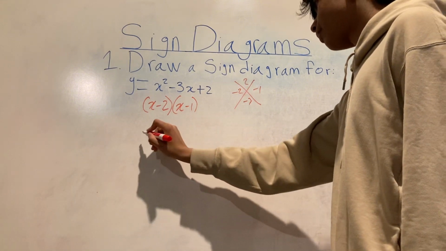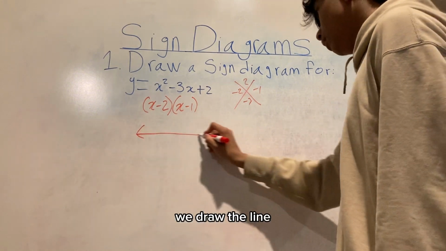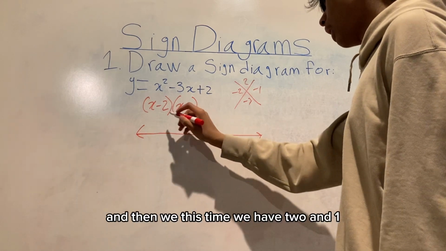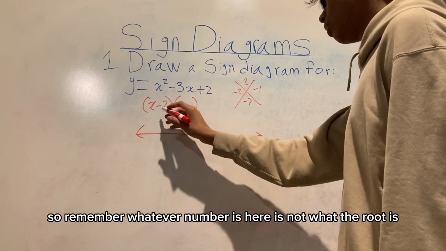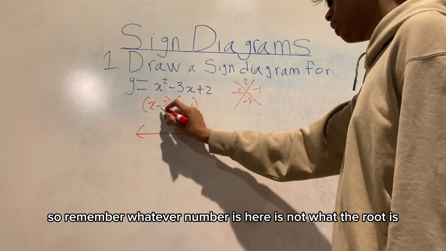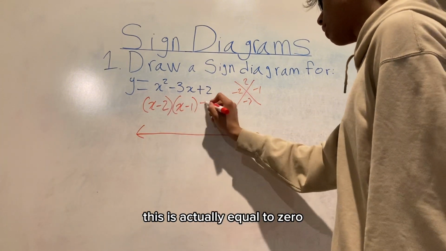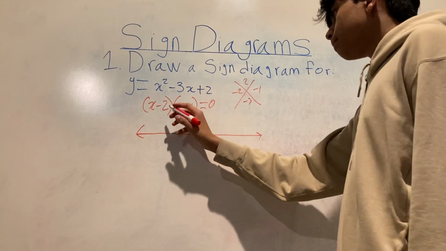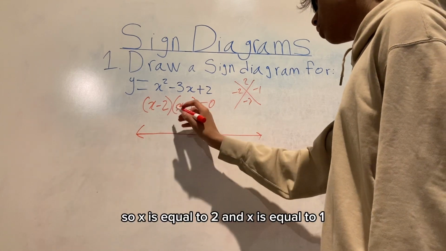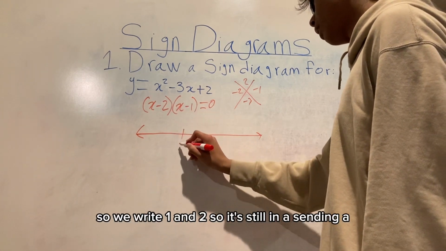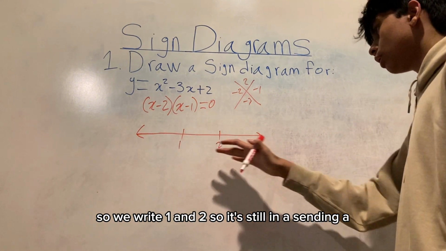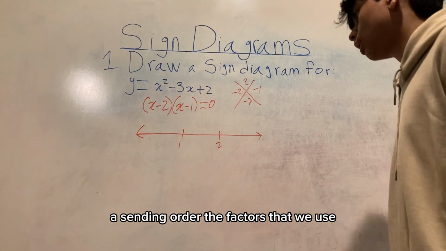So we draw the line, and then this time we have 2 and 1. So remember, whatever number is here is not what the root is. This is actually equal to 0. Remember, when we're factoring, we set it equal to 0. So x is equal to 2 and x is equal to 1. So we write 1 and then 2. So it's still in ascending order, the factors that we use.